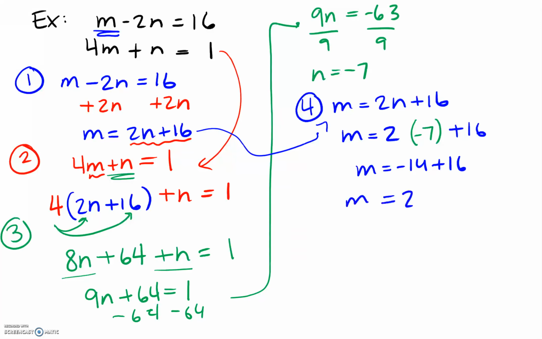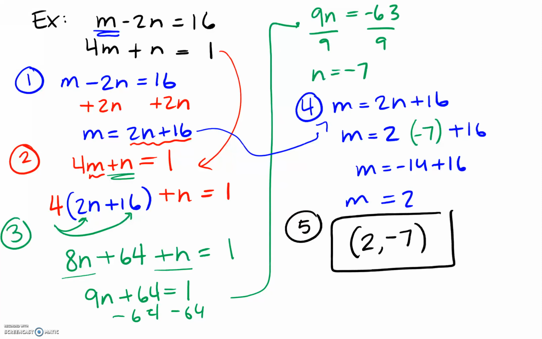Now, this is another one that students get confused about when we go to do step 5. I'm not going to check this one because the video is already getting real long for two examples. But you do want to still write your answer as an ordered pair. If your variables are not x and y, you just write that ordered pair in alphabetical order. So m comes before n in the alphabet, so your ordered pair here will be 2, negative 7. So that's your final answer.